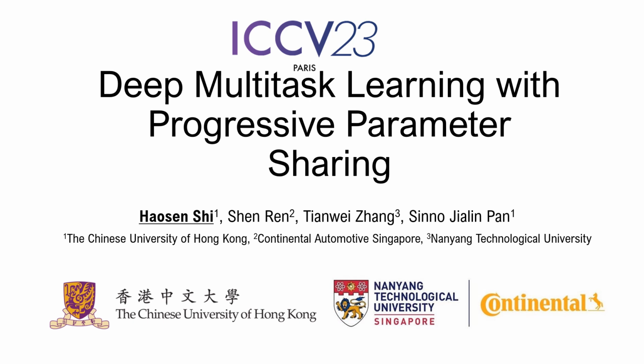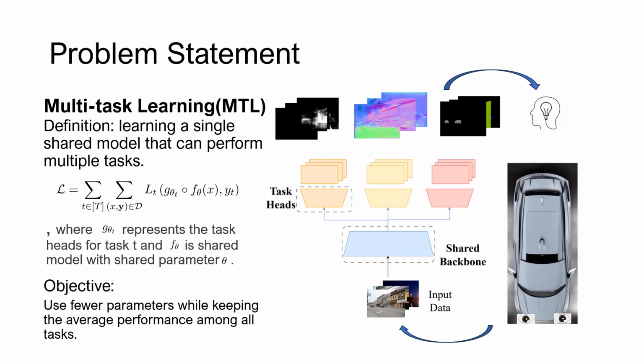I'm very glad to present our work, Deep Multitask Learning with Progressive Parameter Sharing. Modern deep learning models in computer vision can match or even surpass human beings. However, some tasks such as autonomous driving require multiple vision tasks to be completed simultaneously, which poses a huge challenge to computing resources. The idea of using a single model to perform multiple tasks is called multitask learning.